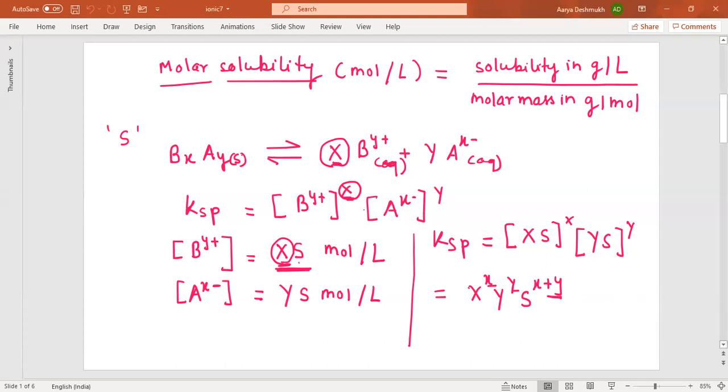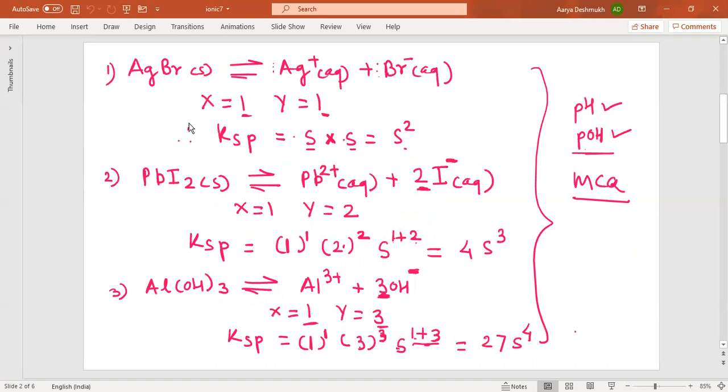So we are talking about the molar solubility. If I take the example of silver bromide, the coefficient here is 1 and here it is again 1. So x equals 1 and y equals 1. The solubility product is S into S, because x and y equal 1, so that will be given by S square.